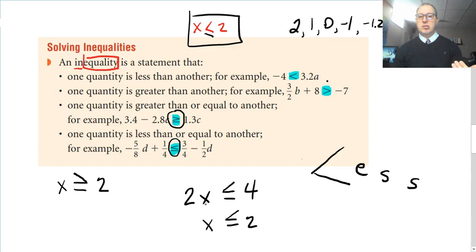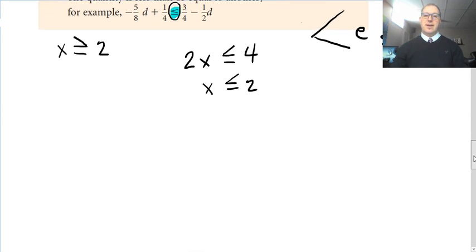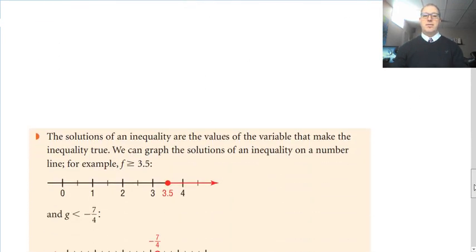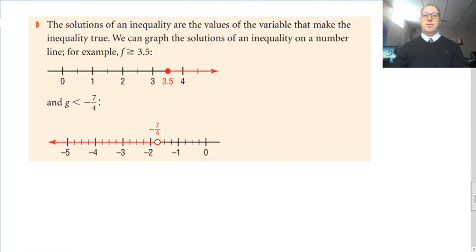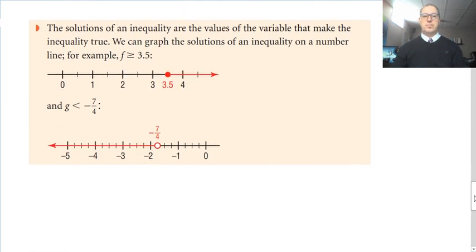So 2 times 0 is 0, right? And that's less than 4. 2 times -5 is -10. That's less than 4. So you see how the signs kind of follow the same way as an equation. And that is true for a lot of equations or inequalities. What about graphing?